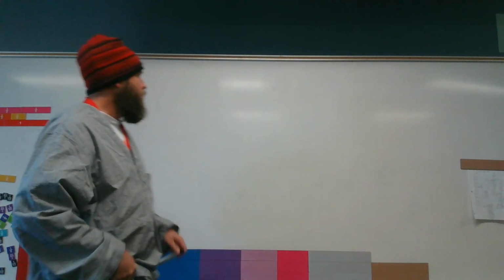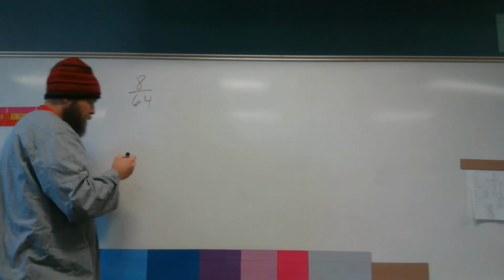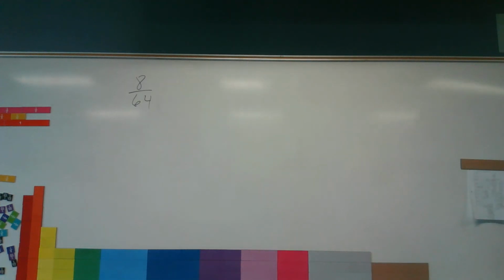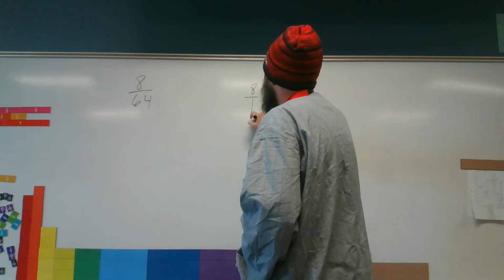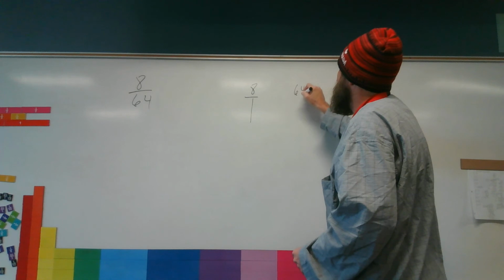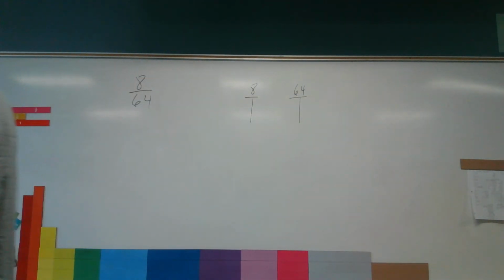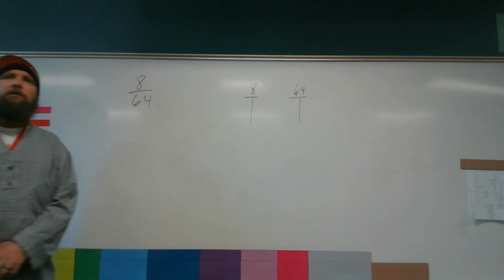Problem number 1 was 8/64. Remember, when we're simplifying fractions, we need to find all of the factors of the numerator and all the factors of the denominator. And as I said, the divisibility rules are very handy if you read them. A multiplication chart would be very handy if you used it.